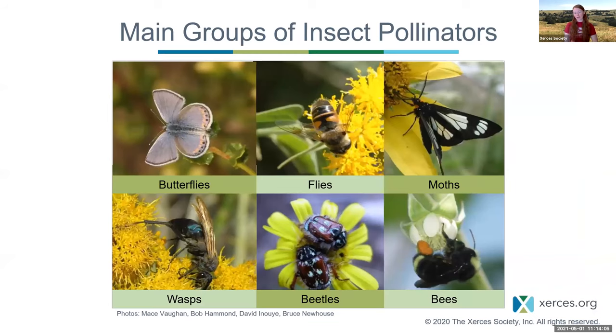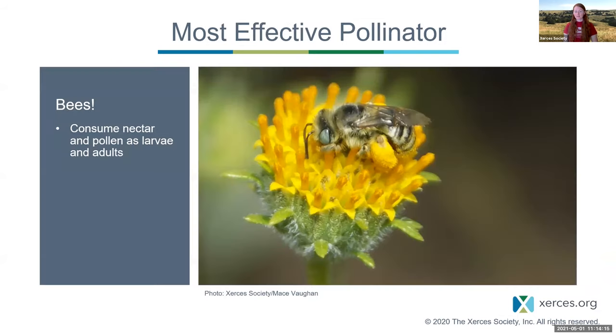But who are the pollinators, right? It's more than just bees. There's also moths that can contribute, beetles, flies, butterflies, wasps. There's all different kinds. But the most effective pollinator, and why we hear about bees so much, is because they can do this job better than any other pollinator. And that's because bees are the only insect to consume nectar and pollen as both larvae and adults. So it's their only source of food, right, is to visit flowers and collect that nectar and pollen.